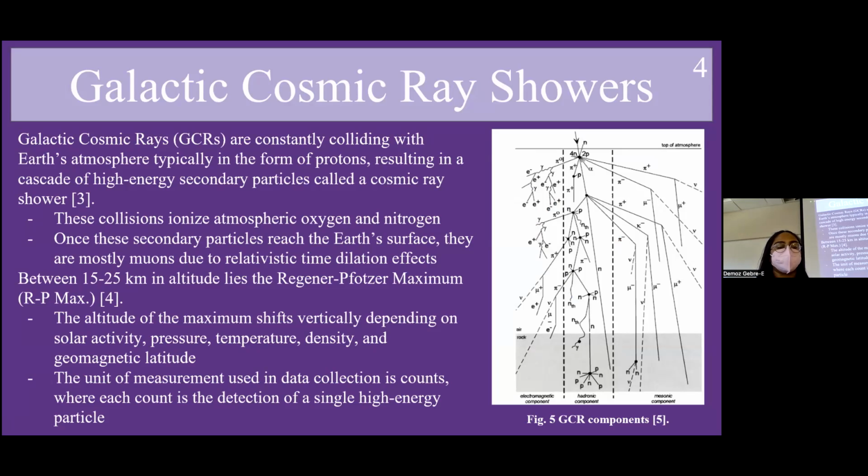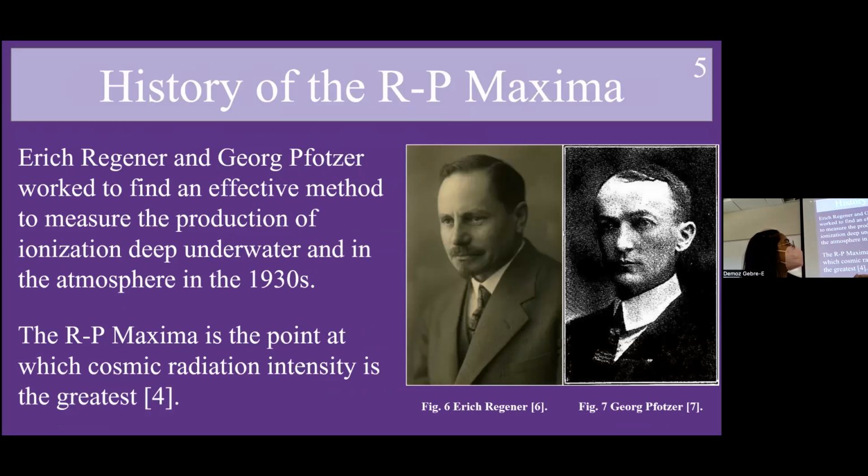And that was actually found from doing studies underwater and seeing a similar thing. And then they were like, okay, let's try it in the atmosphere. And they found a similar thing, and now we're looking at that through all of our research. And these are the two men who actually discovered this, Eric Regener and George Pfotzer. So they started with their underwater measurements and then found the RP max and related that to the atmosphere.